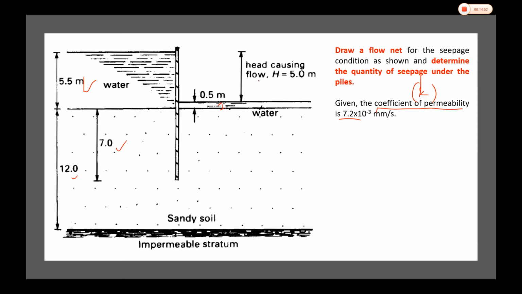So the head that causes the flow, which causes the water to flow from the higher level to the lower level, is H equal to 5. Where do we get that? 5.5 minus 0.5. So you will get 5 meter. So how do we draw the flow net?